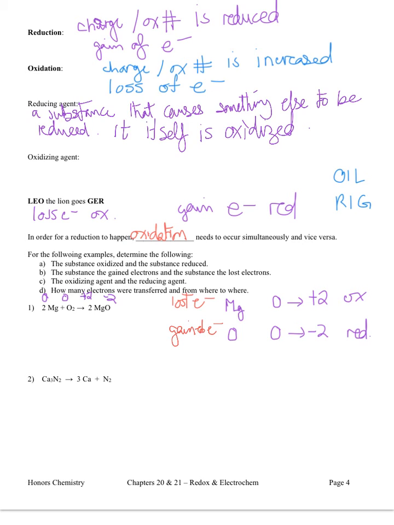Similarly, an oxidizing agent is something that causes something else to be oxidized. So it is a substance that causes something else to be oxidized. So it's causing something else to lose electrons. So it itself is gaining those electrons. It itself is reduced.